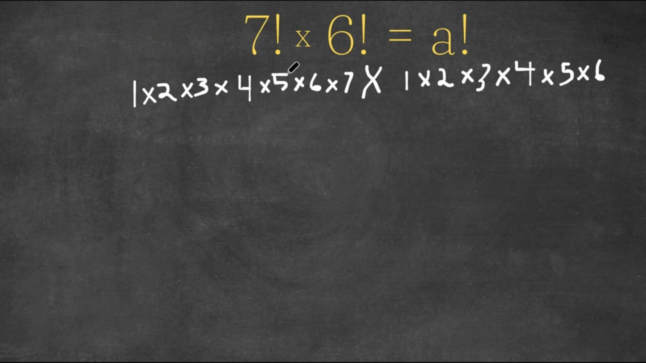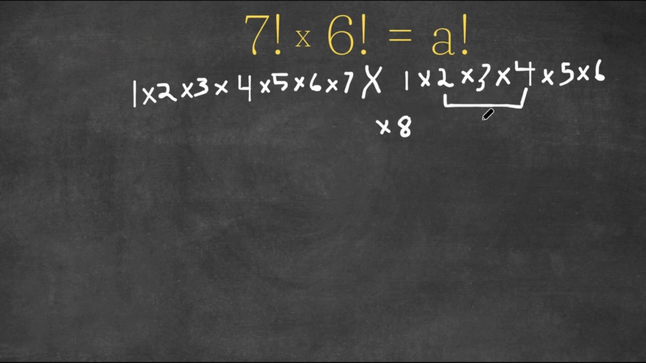Now, as you can see, we have 1 all the way to 7. So now what we're going to do is, well, 2 times 4, these two equal 8, right? And that's the next number of the sequence. So we have times 8.